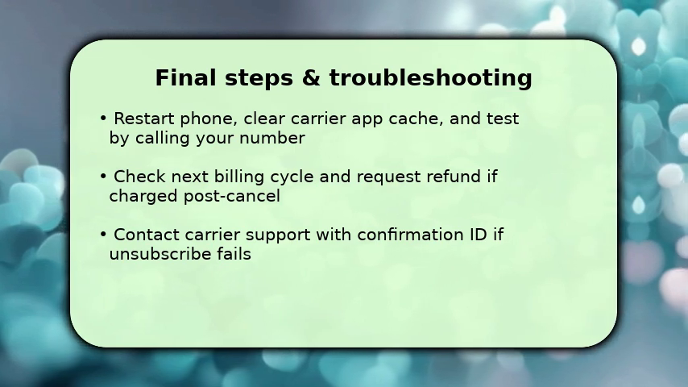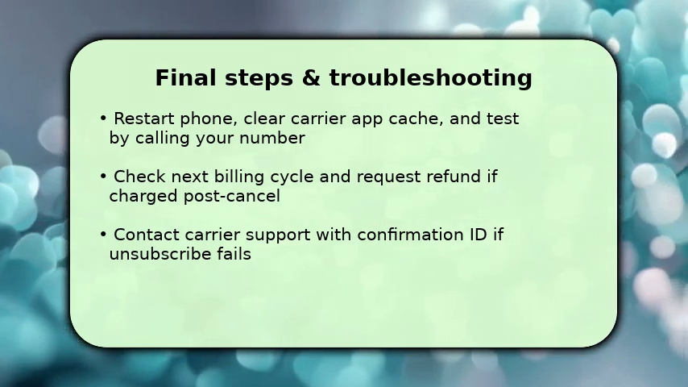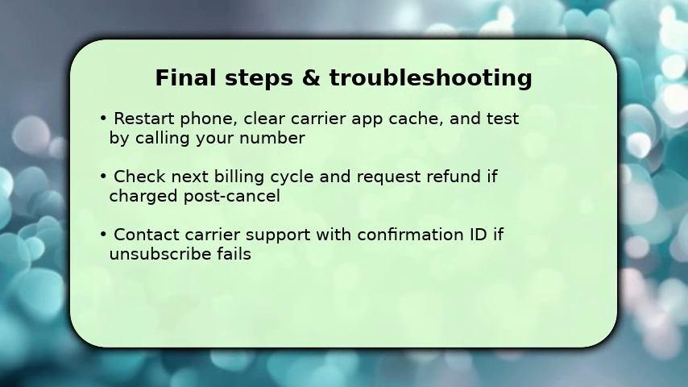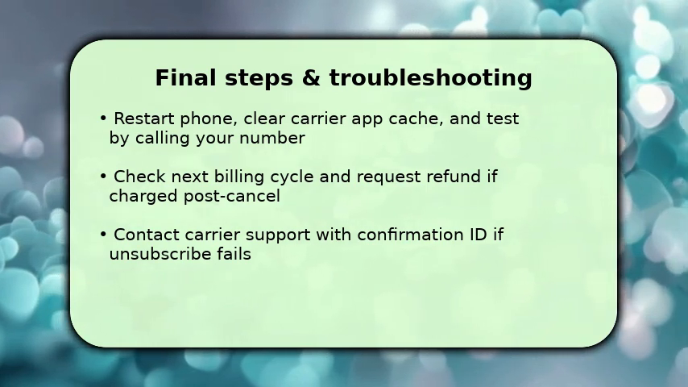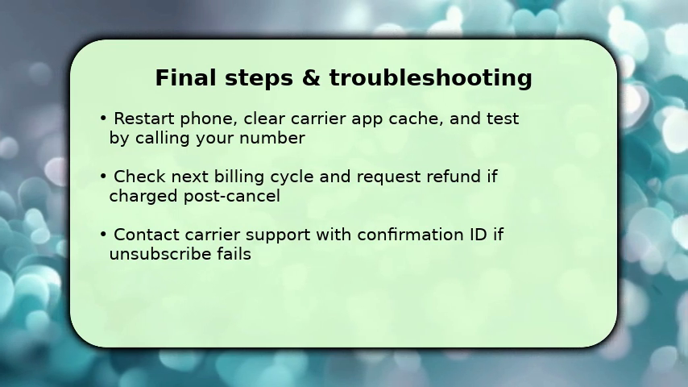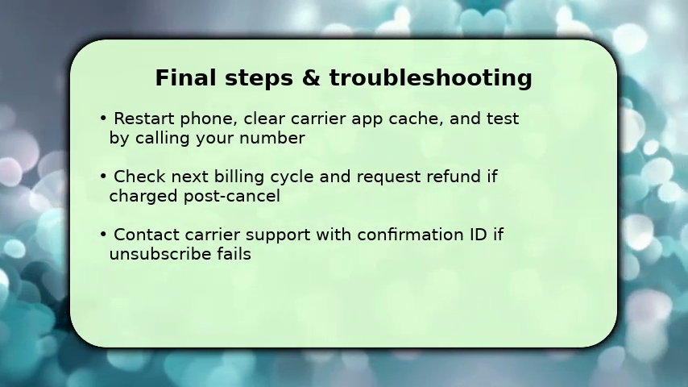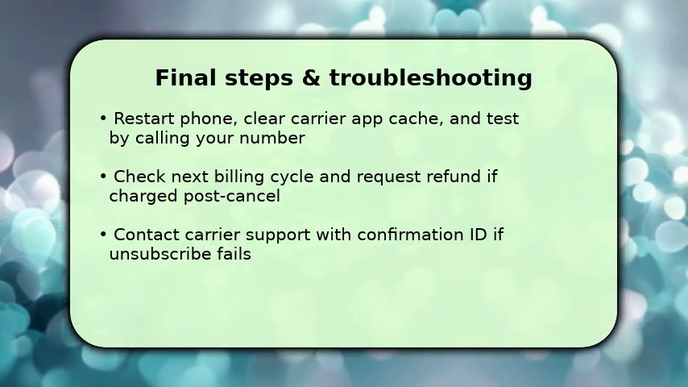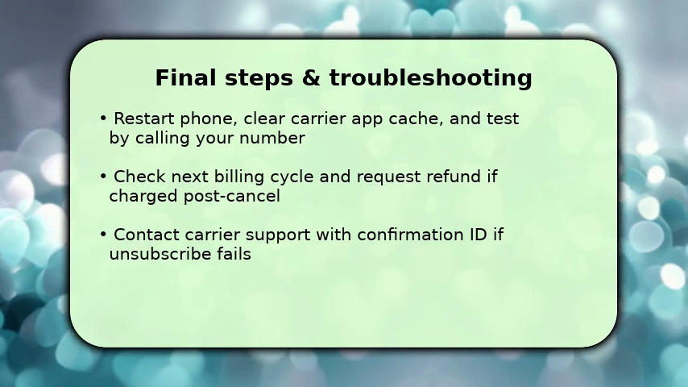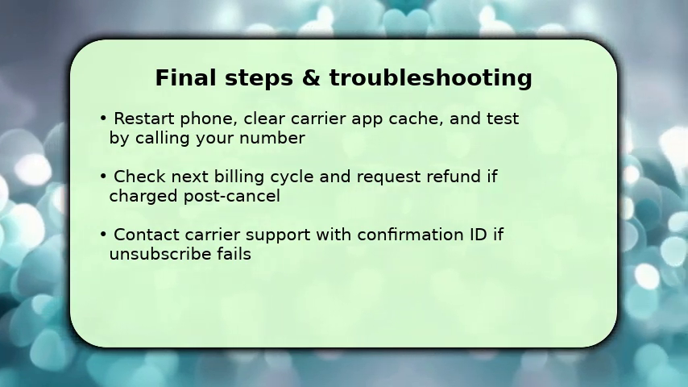If you're billed after cancellation, gather your confirmation ID and request a refund through chat or call. If unsubscribe fails, escalate. Contact carrier support, provide the confirmation ID and timestamps, and ask for manual removal. If they delay, insist on a ticket number and follow up until resolved.